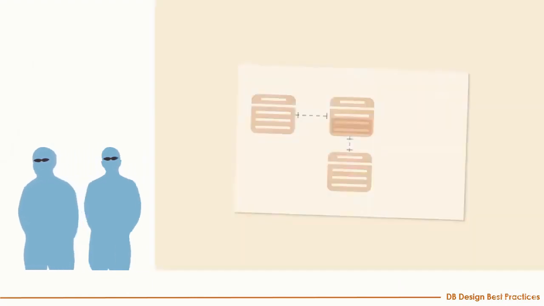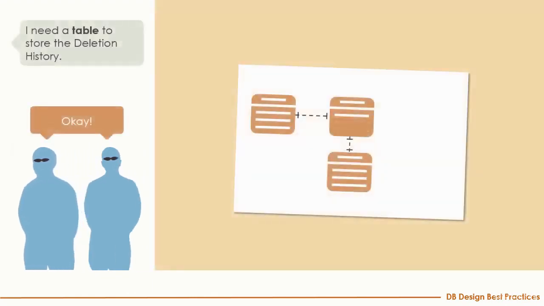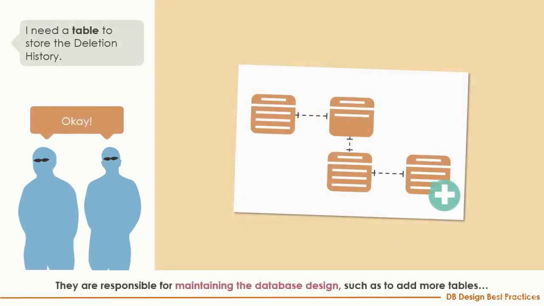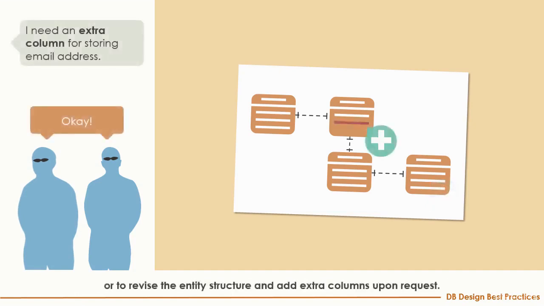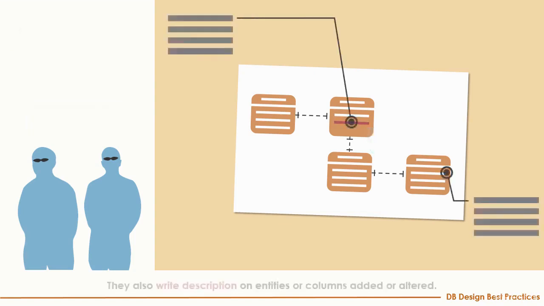Let's take a look. If someone asks, I need a table to store deletion histories, then they will say, okay, let me just add a table. And if someone wants a column to store the email address, they will add the email address column, and they will also write the description of the column. We said we need two people so that if someone is on leave, you still have the other one who can pick up the work.